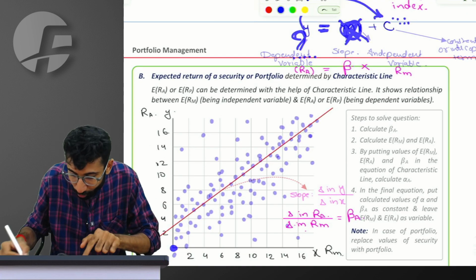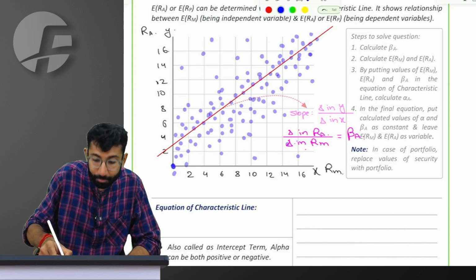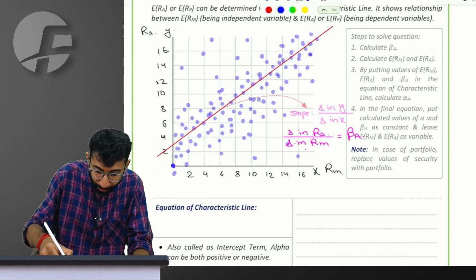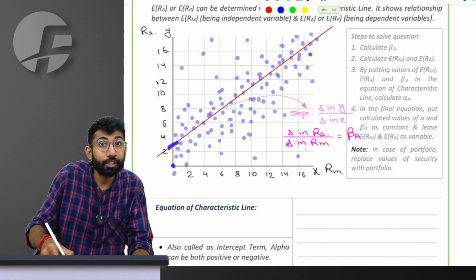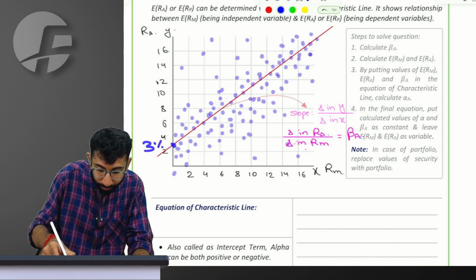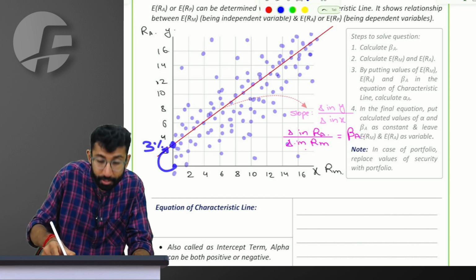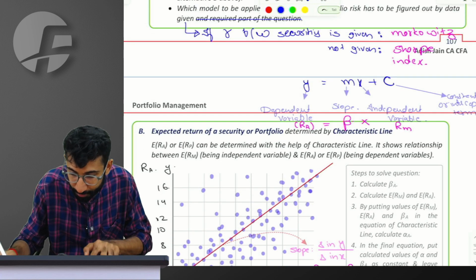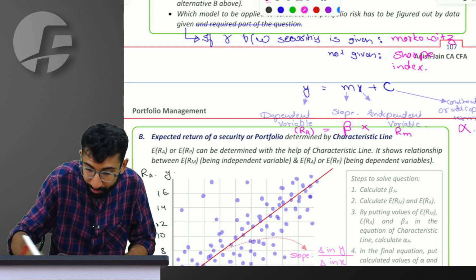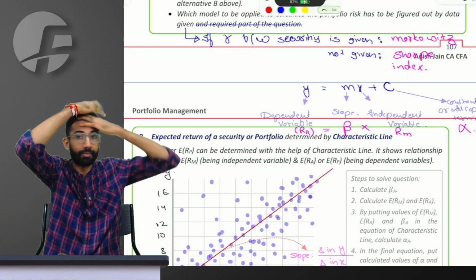So the same thing, if you have to observe on the graph, please observe it here. When the return of the market becomes zero, multiplying it with beta also becomes zero. Then how much is the return of the security? Do you observe this point of 3%? Which means when the market gives zero return, the security return is 3%, which is officially called alpha. Alpha, right?